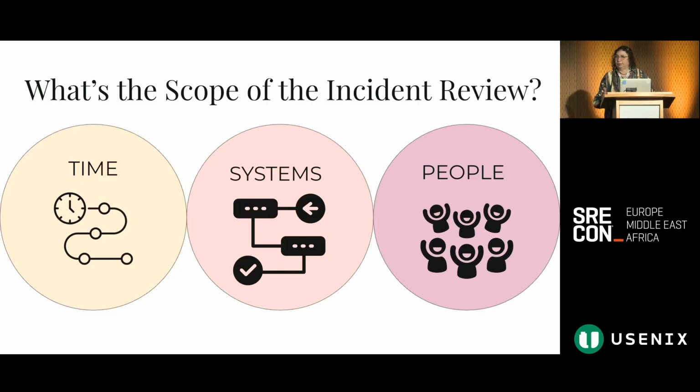So what is included in the scope of an incident review? It's the time dimension of the incident, when it happened, the systems involved, and who's on the invitation list, who you get to have in the room.